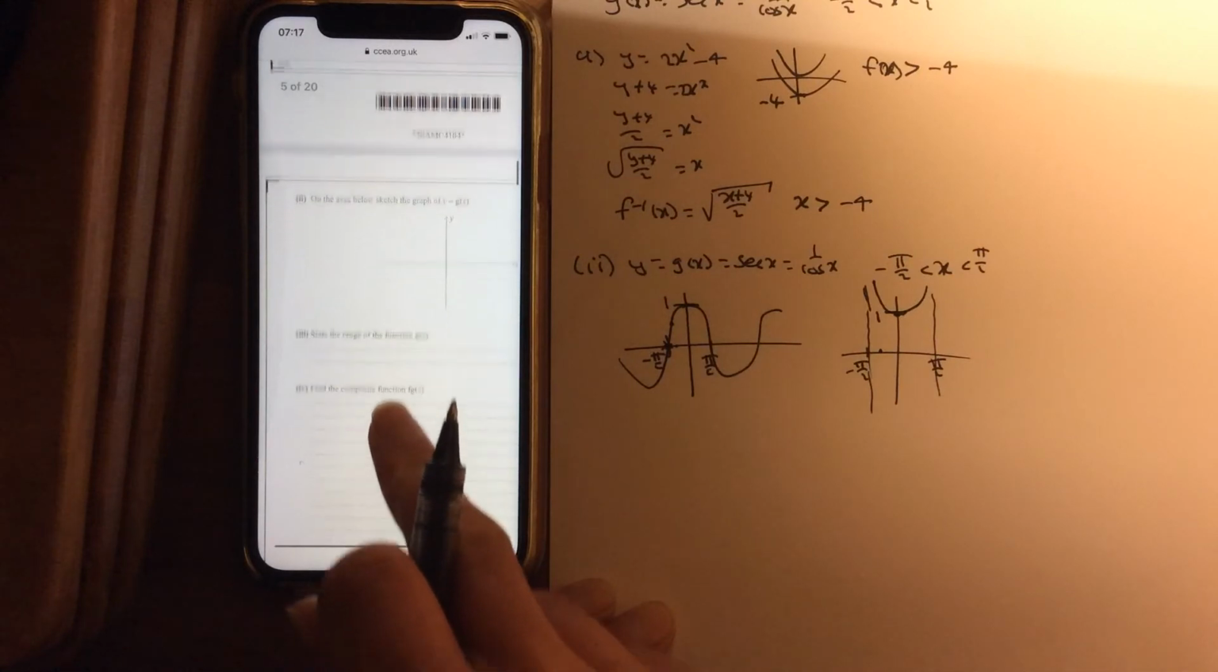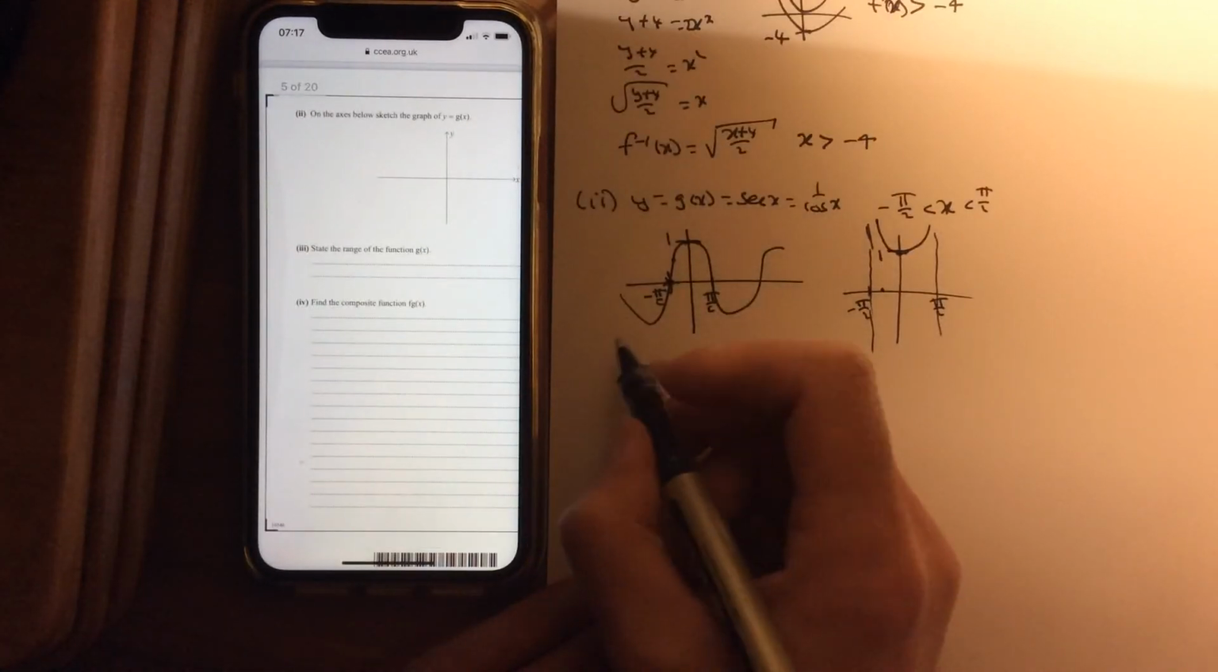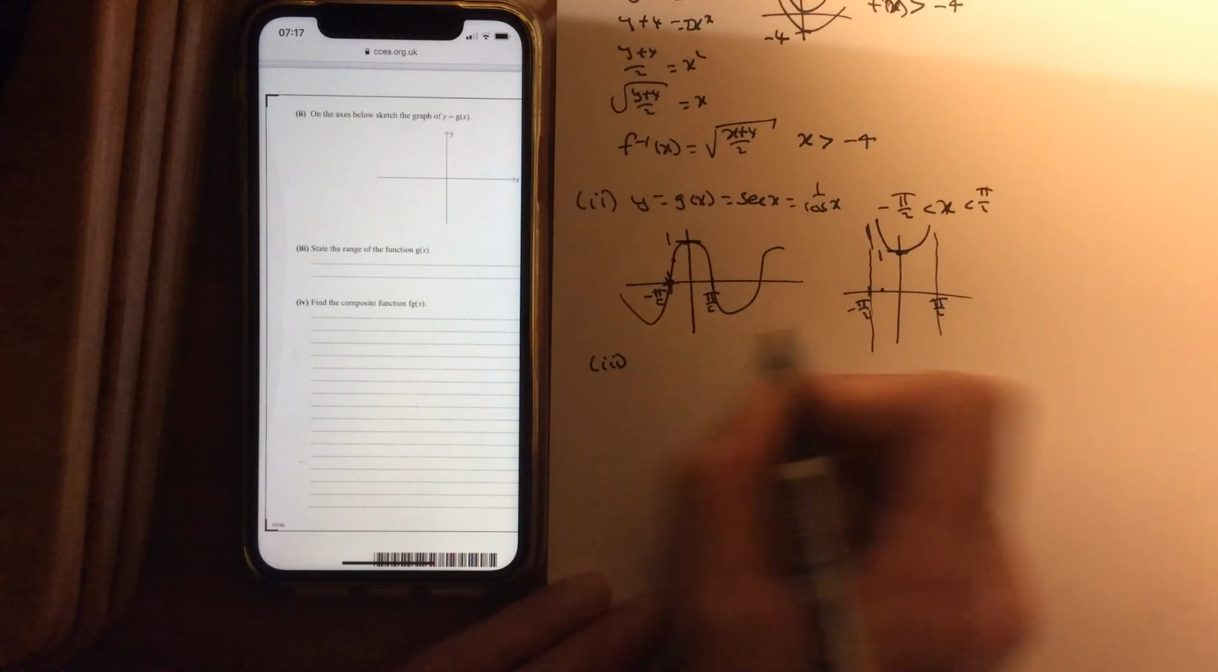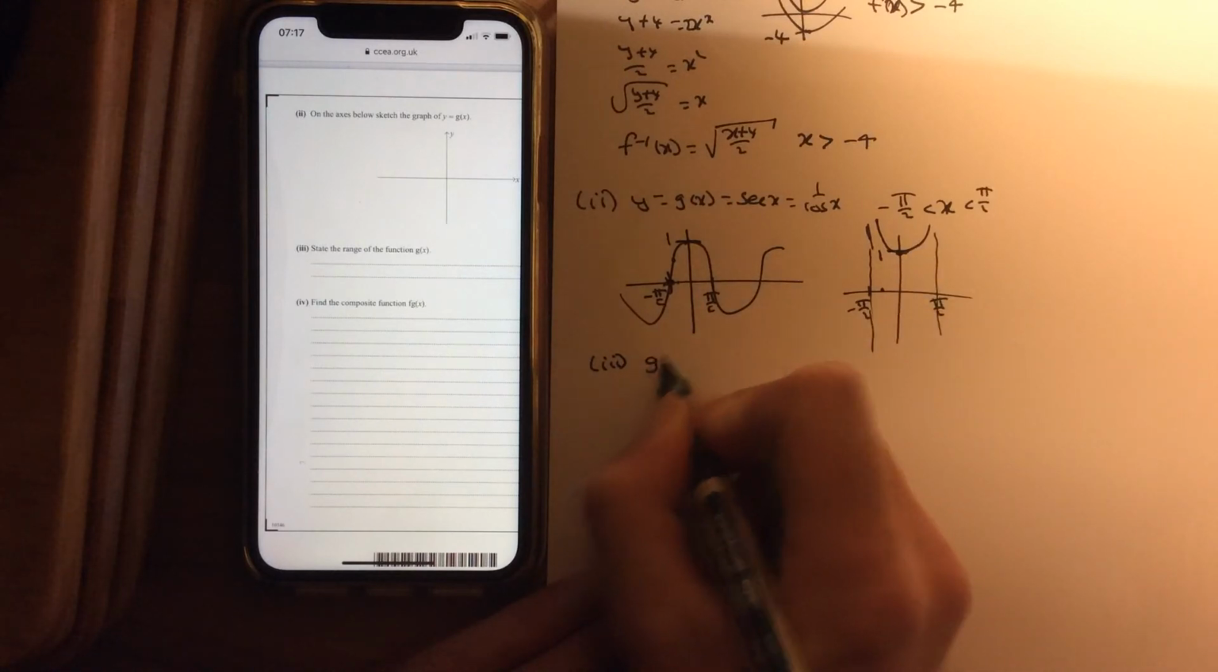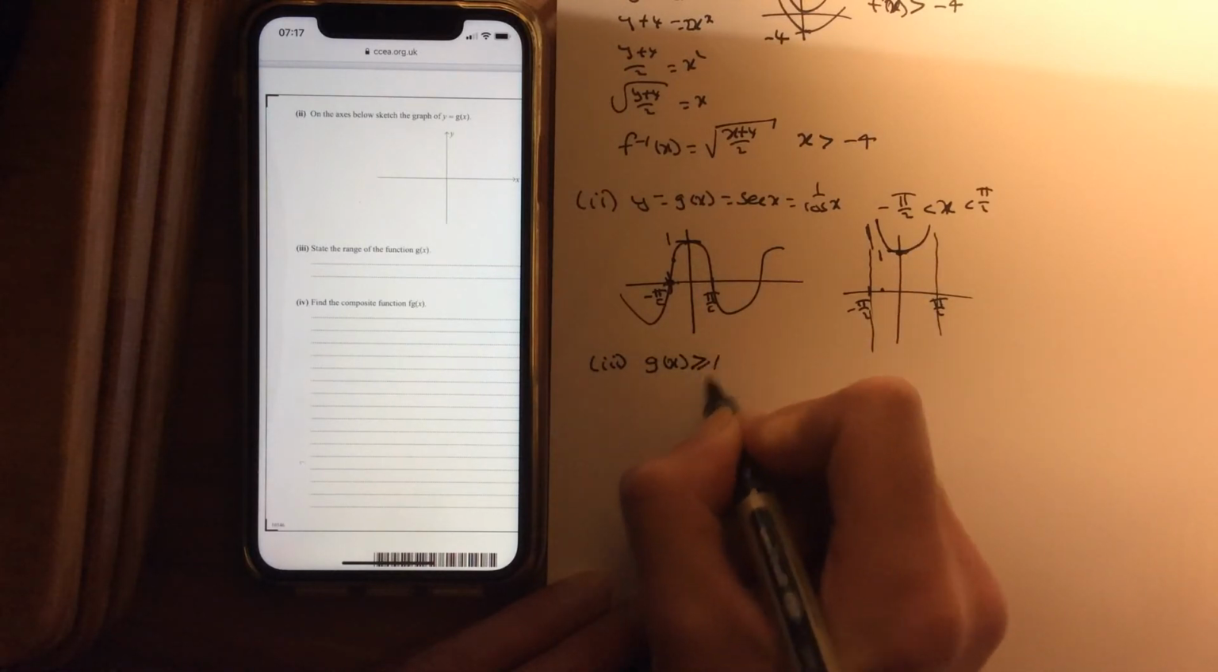So that's your graph. Part 2, state the range of this graph. You can see that your graph is always above 1, and it can equal 1.